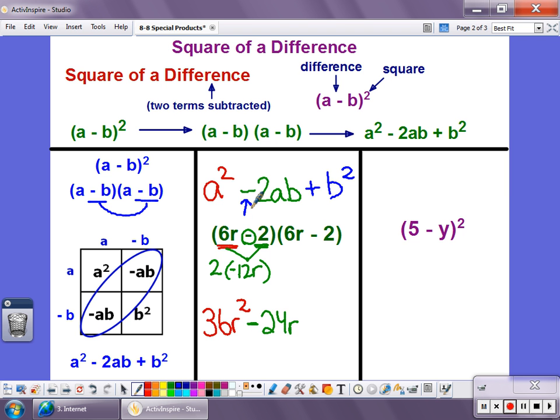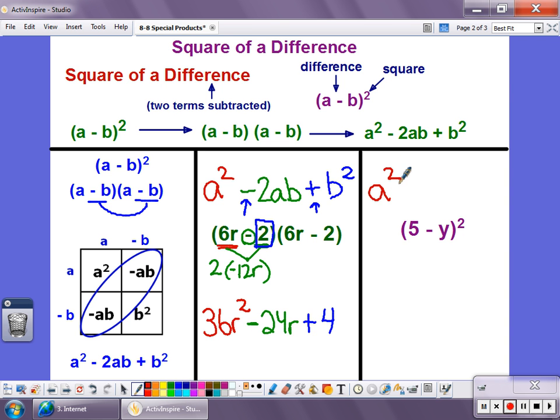So if I want to just do my multiplication and not really think of the subtraction, that's okay, as long as I put subtraction in my answer. And then finally, my b squared, 2 times 2, that's going to be 4. And again, this is a plus, this becomes a positive. Let's try one last square of a difference.